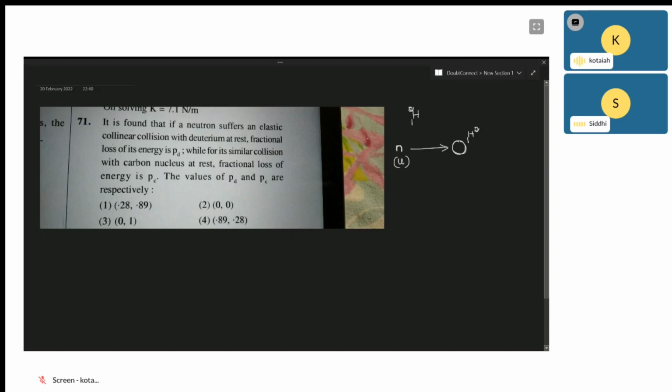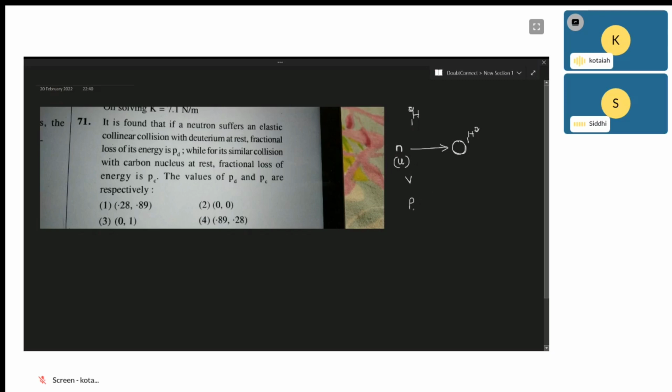So automatically the velocity of the neutron will change. Obviously, when there is a collision, some loss of energy will be there. So here, after collision, let us assume velocity of the neutron is v. Now, velocity is changing means, can I say it is losing some kinetic energy? Now he has mentioned fractional loss of its kinetic energy is PD.